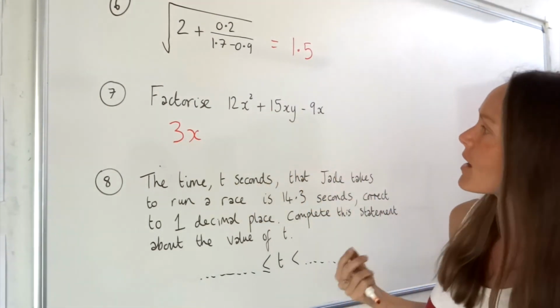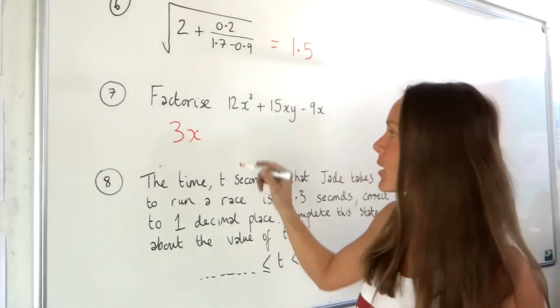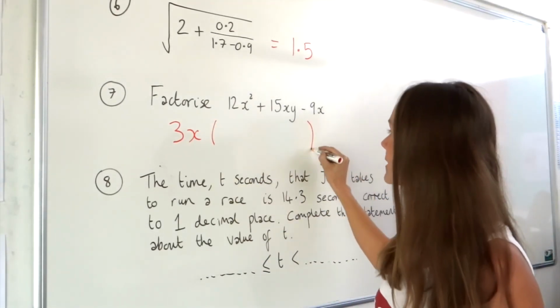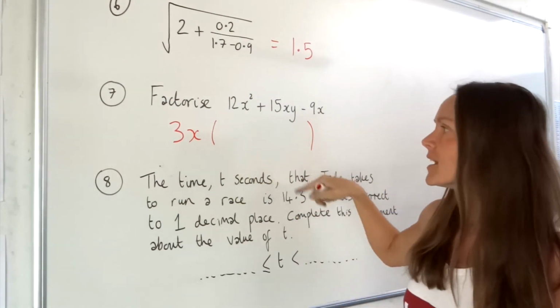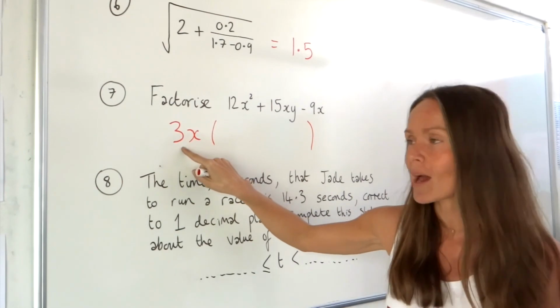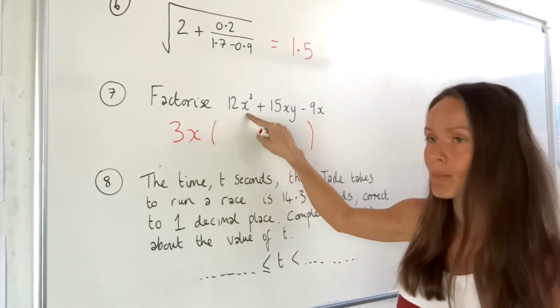Now that we've taken out everything that's common, we can open up the brackets. Now remember, brackets mean multiply. So you have to work out what goes inside here, in saying, what do you multiply 3x by in order to get back to here?